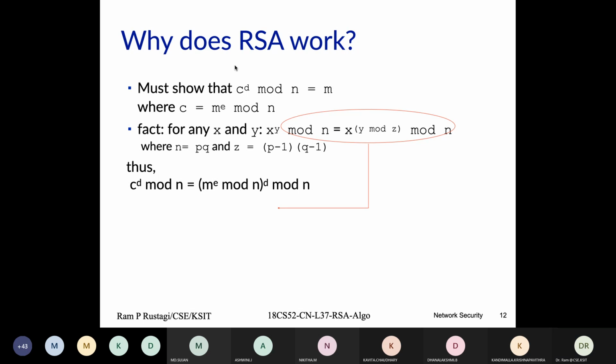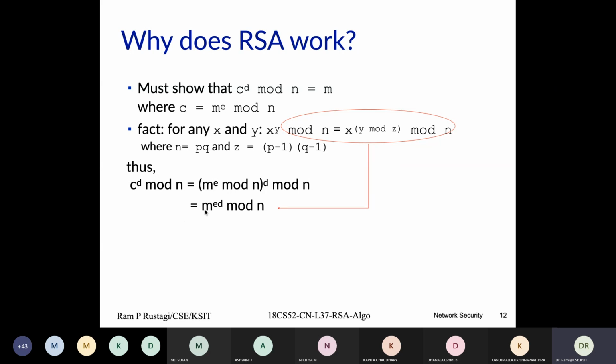Now, we need to show that C power D mod n is equal to M. And what is C? C is M raised to power E. So C power D mod n is M raised to power E mod n, whole power D mod n. Now M power E, whole power D mod n is nothing but M power ED mod n, because M power E, M power E, D times, will give me M power ED mod n.